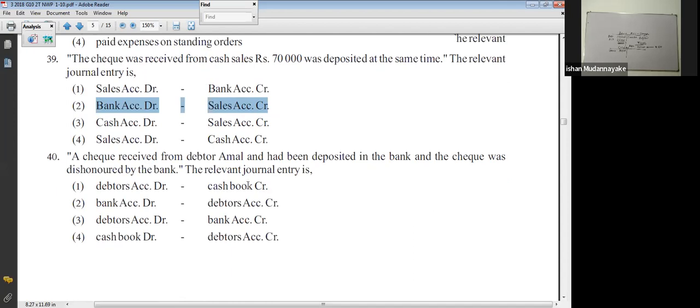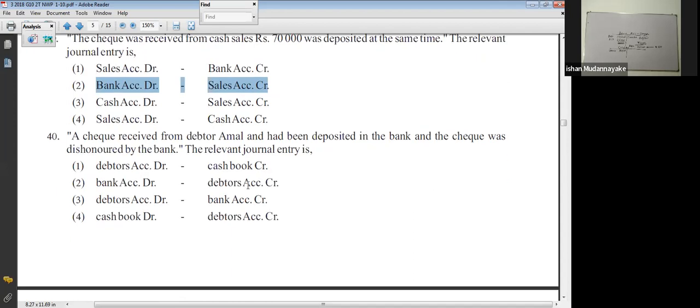Look at question number 40. A check received from a debtor Amal had been deposited in the bank and the check was dishonored by the bank. The dishonored check, how to record? The third one is the answer: debtor account debit, bank account credit. Dishonoring of this check means the check is returned.